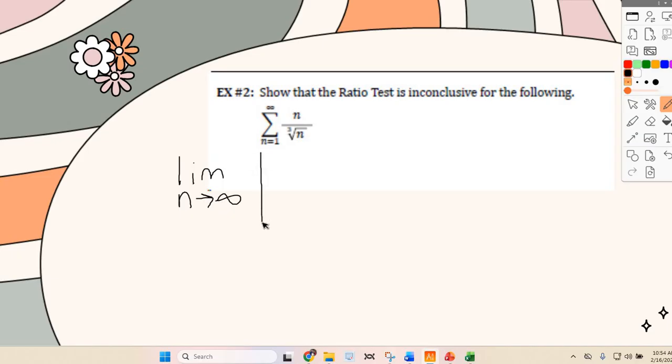Do I have to have my absolute values this time? Can a cube root be negative? It can. I am starting at n equals 1 and going to infinity, so if I'm only plugging in positive numbers, is it going to be positive? Yes. But we can go ahead and leave them since we have that cube root. What am I going to have in my first fraction? The cube root of n plus 1, divided by the cube root of n.